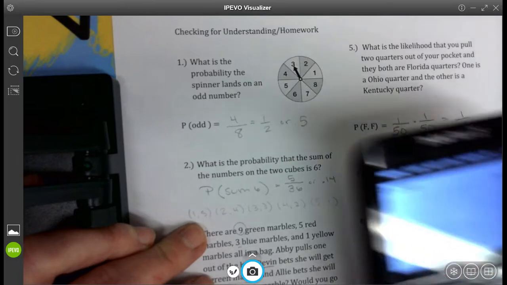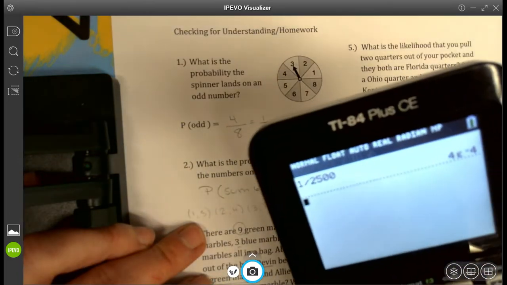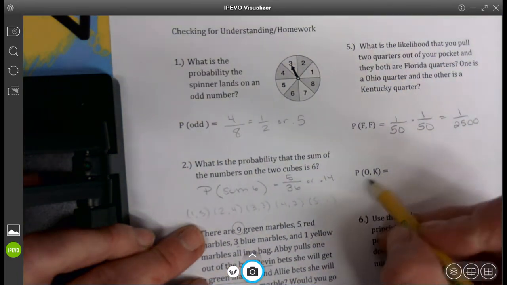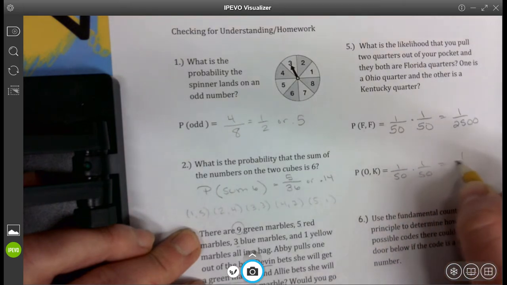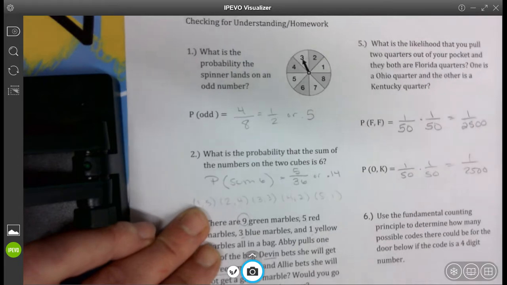And then it's so small in the calculator, it writes like this. It's pretty much so close to 0. Okay, and then here, same thing. Oklahoma would still be 1 out of 50 and Kentucky be 1 out of 50. It'd be the same thing, okay?